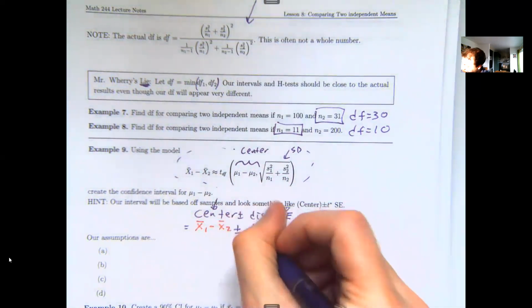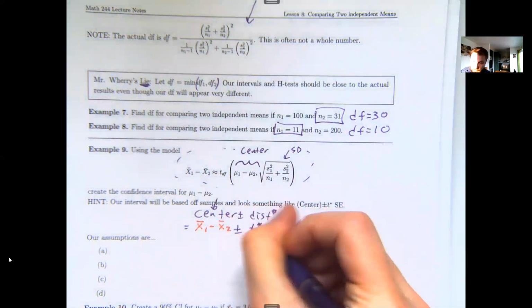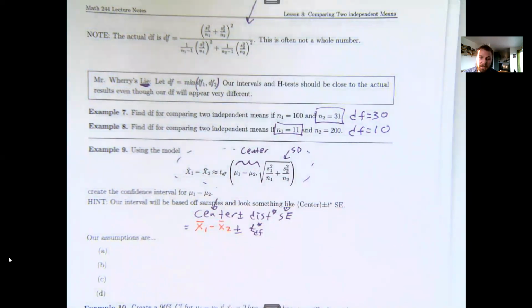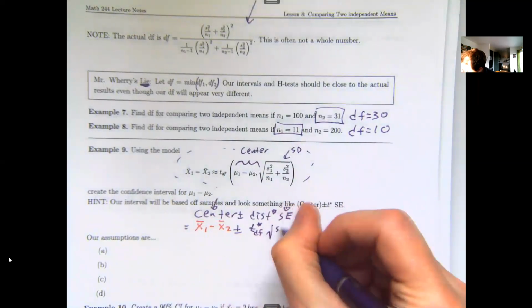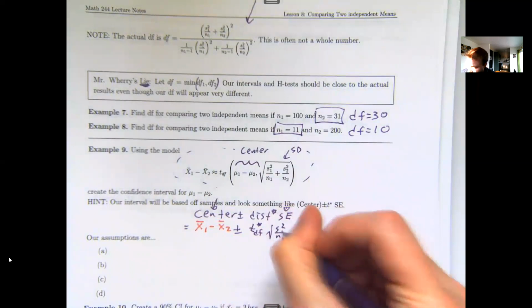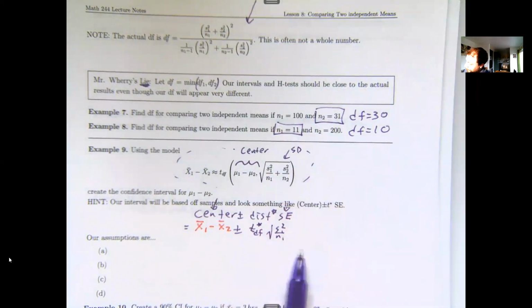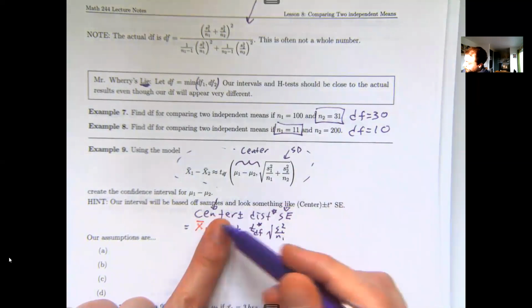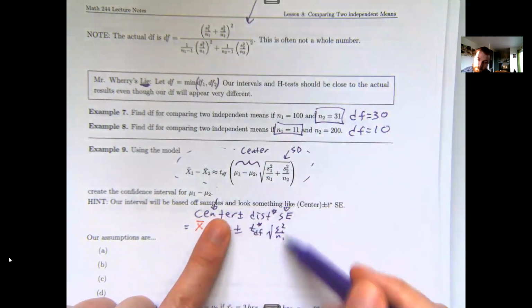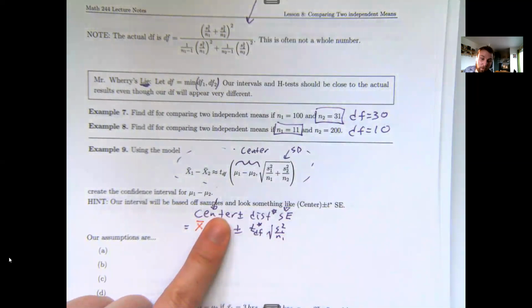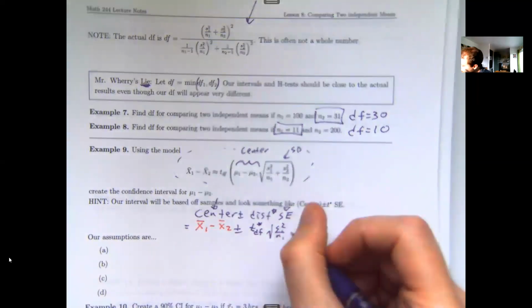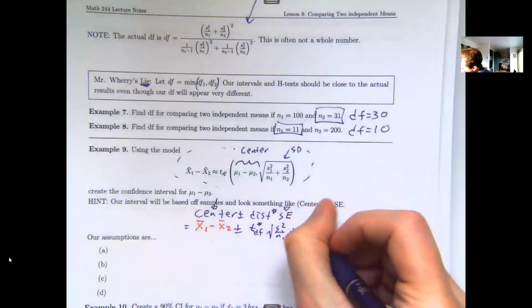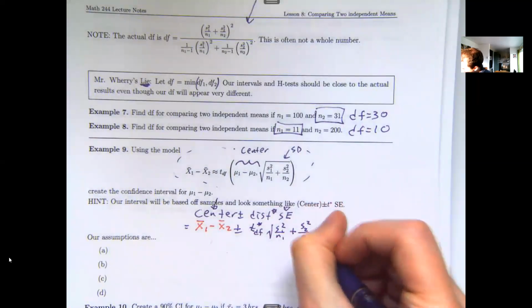I'm working with t-scores, so I have t stars that I'm going to be looking up. And I have my t-table on the ready today, so we're going to be looking at that a lot. My standard error is s squared over n for the first group. If I just stopped here and only looked at the one group, I have x bar plus or minus t star, s over the square root of n. I have my old formula for the confidence interval that kind of lives inside of this. And I'm going to be adding the same thing now for the second group.